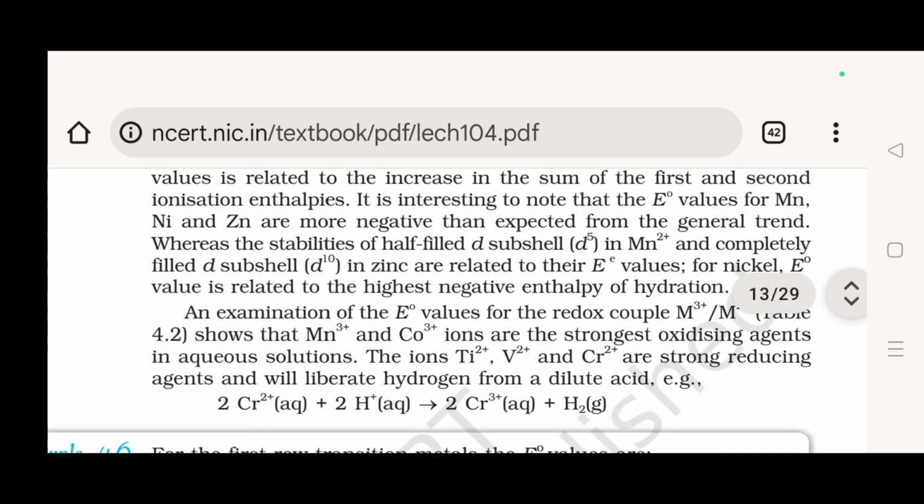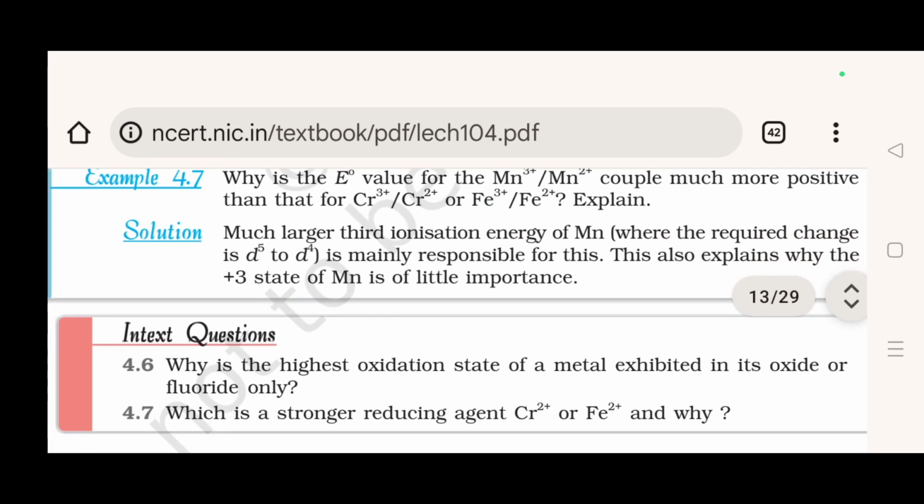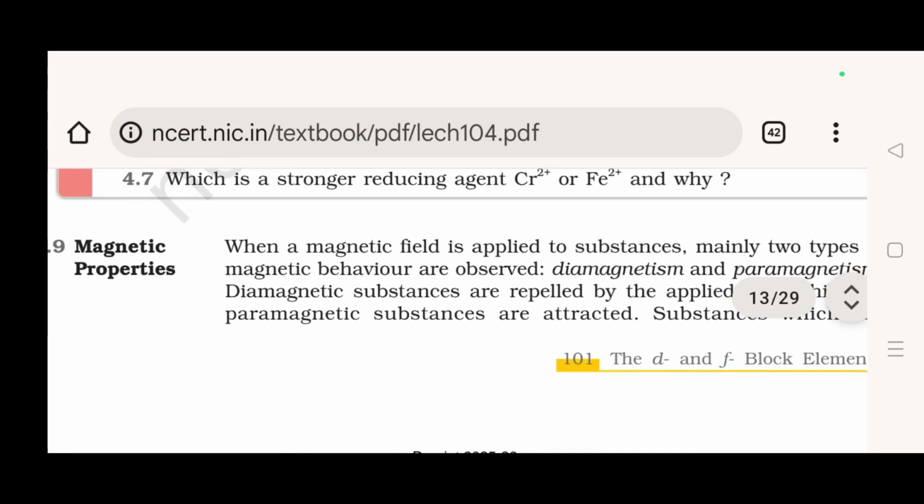An examination of the E0 values for the redox couple M3+/M2+ shows that Mn3+ and Co3+ ions are the strongest oxidizing agents in aqueous solutions. Now we will discuss the magnetic properties.